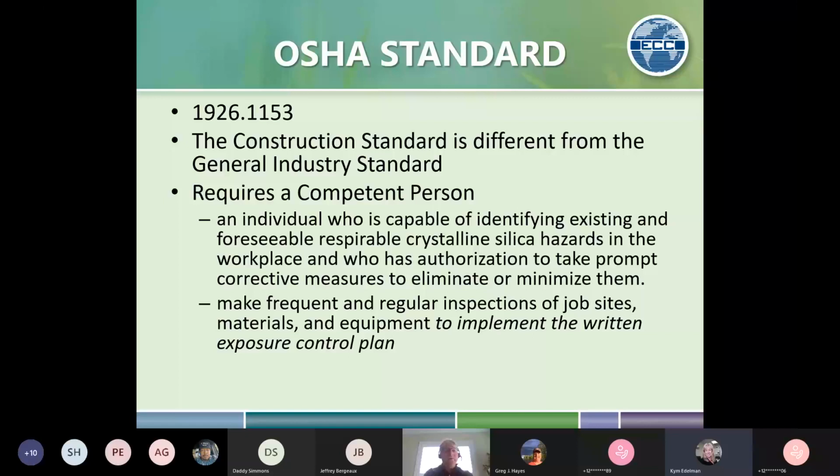Hey, and Mike. Oh, sorry. Okay. I thought you were stopping. Rich Mendenhall had a question about silica, if it resides in coral and limestone, like in Guam or Hawaii.